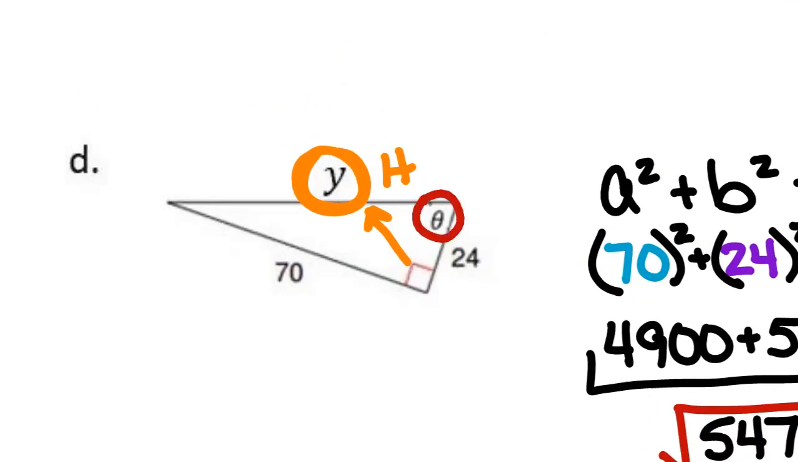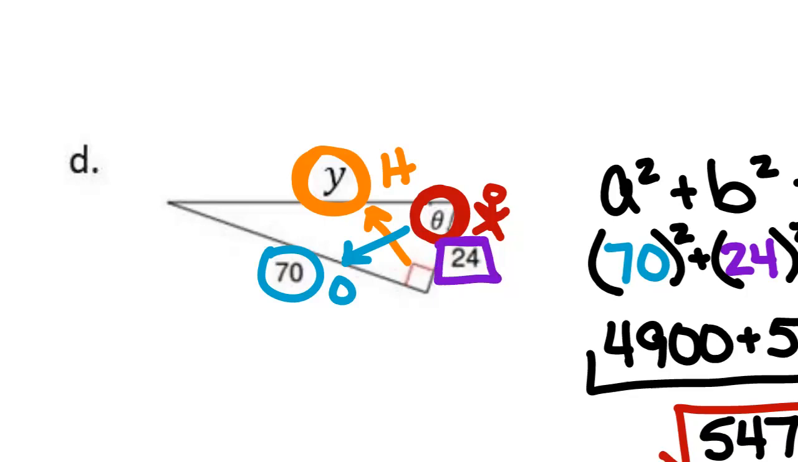Then we need to find our angle theta. So this is where I'm standing. So now I need to label the rest of my sides. Where's the opposite side? 70. And my adjacent side is which one? 24.